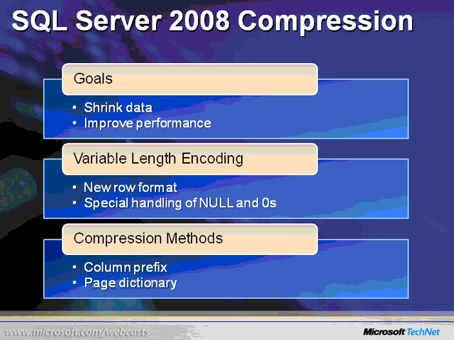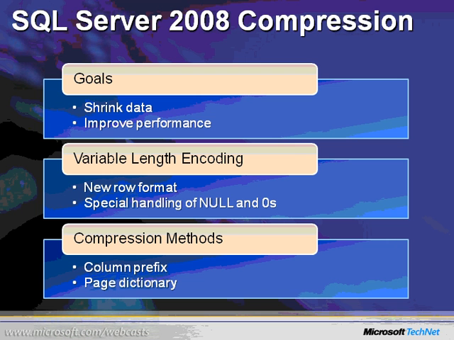Now we also have something called page dictionary compression. This works by finding the repeating values across all columns on all the rows within the page. It stores these values in a dictionary once, and then we reference them again from the respective columns.